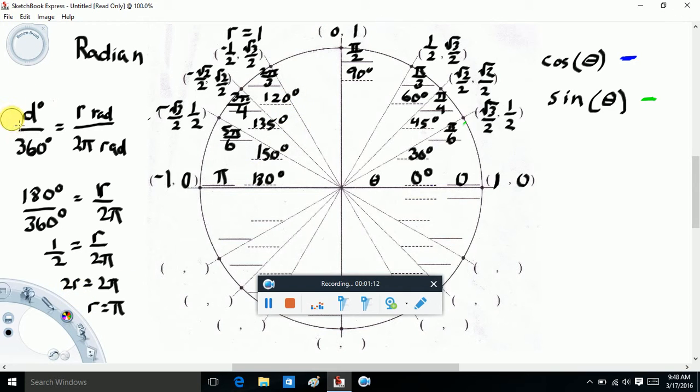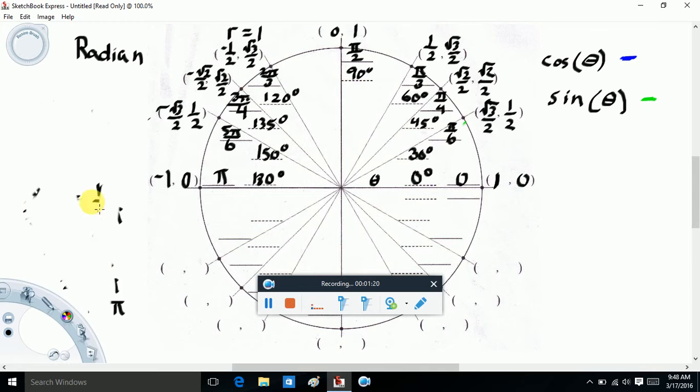So what is the formal definition of radian measure? The formal definition of radian measure begins with the concept of a central angle. A central angle of a circle is an angle with the vertex at the center of a circle. This is a central angle.